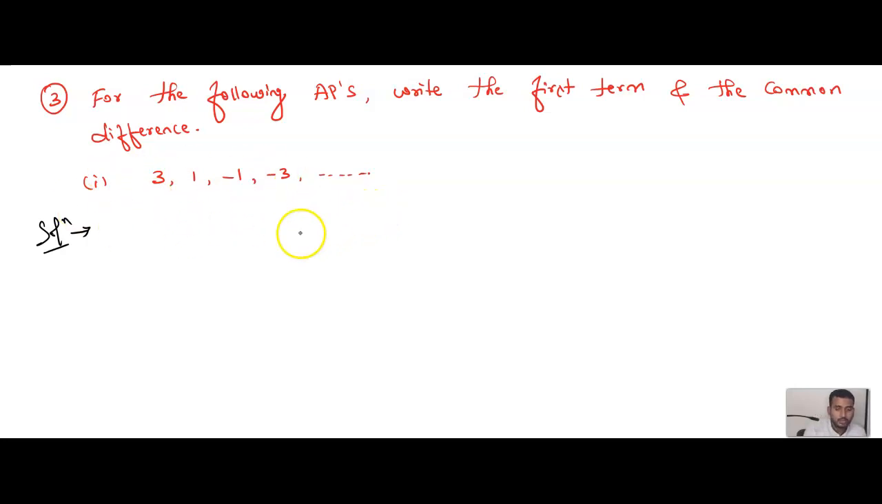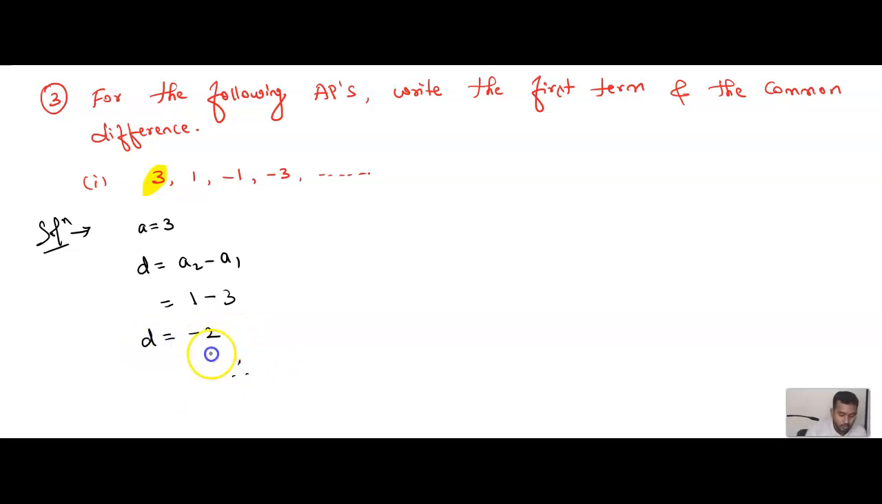So according to this given sequence, 3, 1, minus 1, minus 3 and so on, what is the first term? First term is 3. Correct now, children? This is our first term. Next, how to find the common difference? That is A2 minus A1. What is the second term? 1, minus first term 3. In 1 can we subtract 3? No. So we do 3 minus 1, which is 2. What is this? D. Correct now?